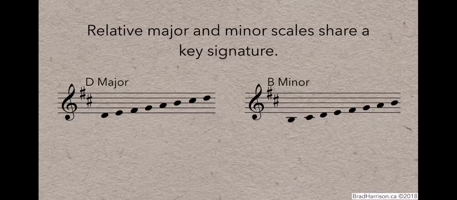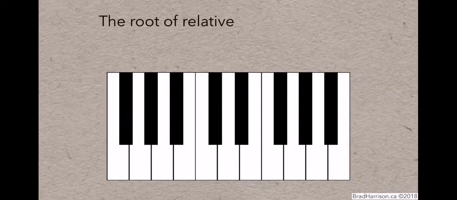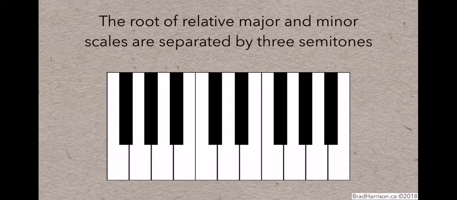The easiest way to determine a scale's relative major or minor is to realize that the root or first note of relative major and minor scales are separated by 3 semitones. To find the relative minor of C major, go down 3 semitones, C to B to B flat, and B flat to A. So, A minor is the relative minor scale of C major, and C major is the relative major of A minor. Of course, it works backwards too.